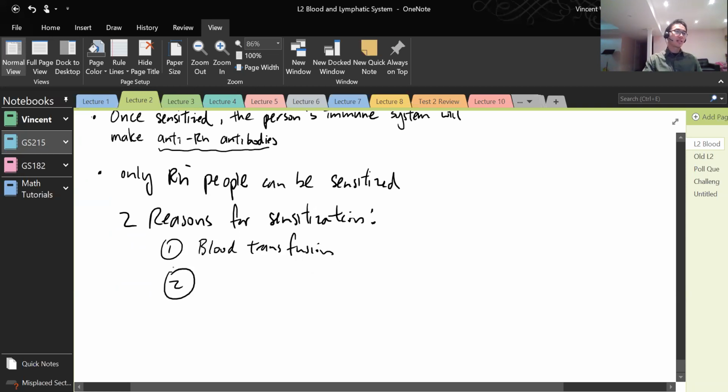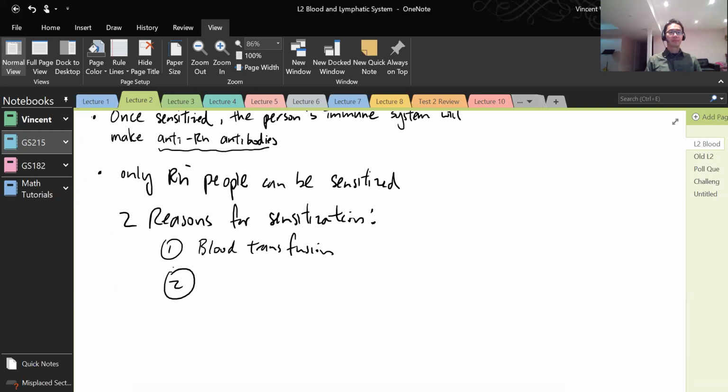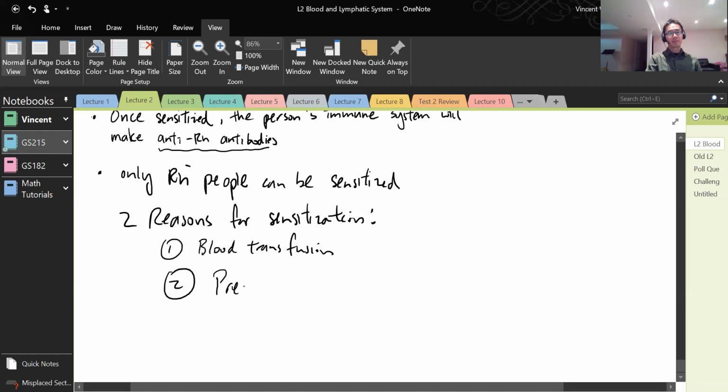What is another reason why someone might get sensitized? Anybody? Yeah, Patrick said the placenta breaks and then the child has positive blood. Exactly, right? So pregnancy. If you have an Rh positive fetus in an Rh negative mother.